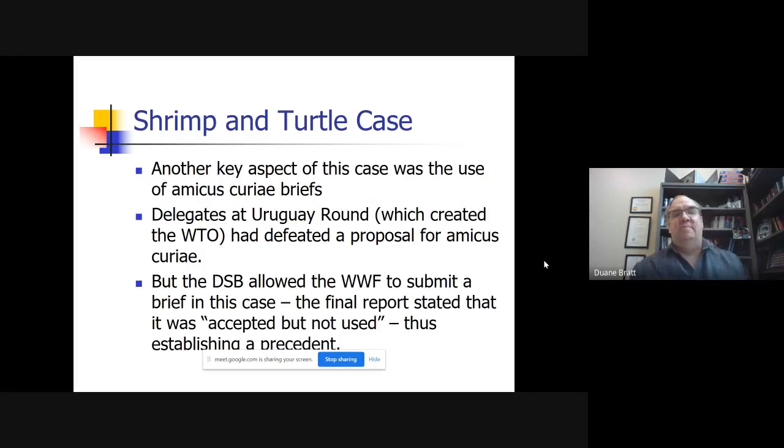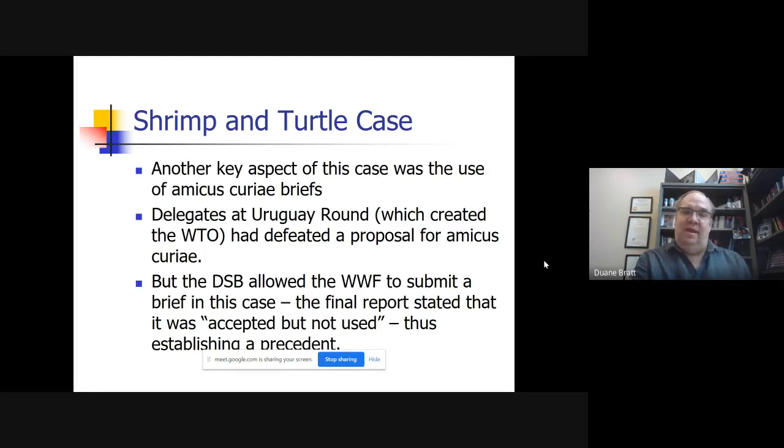Another significant aspect of the shrimp turtle case was the use of amicus curiae briefs. These are known as Friends of the Court briefs. These come from outside groups, typically social organizations. Now, this debate about who should be involved in the dispute settlement mechanism, should the companies be involved? Should social groups? Should unions? It was all defeated in the Uruguay round, which created the WTO. And instead, they said this is an international treaty. Only states that are party to the treaty should be part of the dispute settlement.